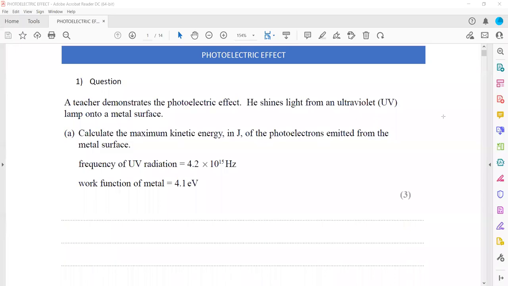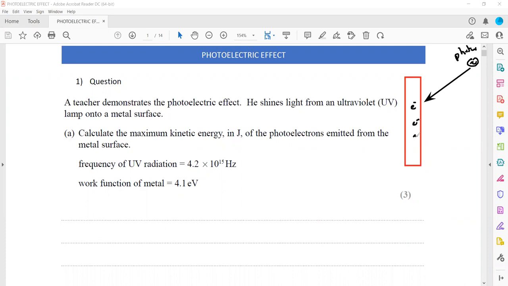So photoelectric effect refers to the phenomenon which we observe when light in the form of particles falls on the metal surface, and the particle which carries the light energy is called a photon. So light in the form of photons strikes the metal surface.